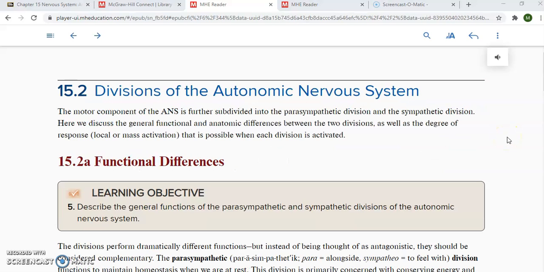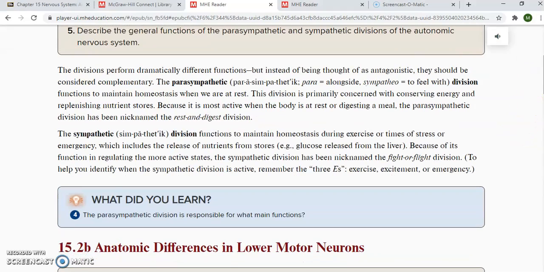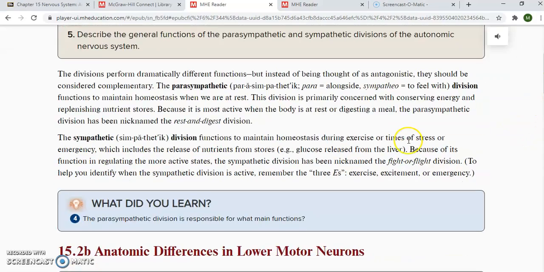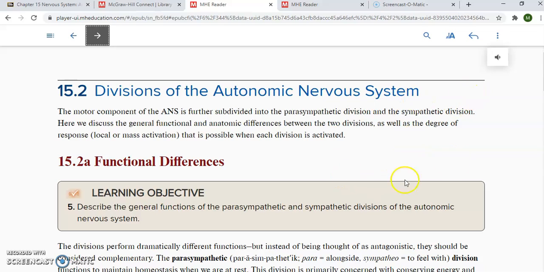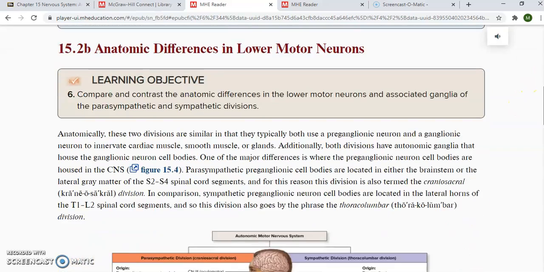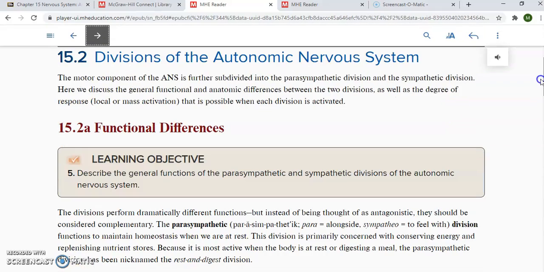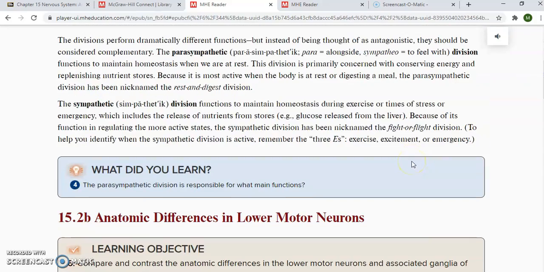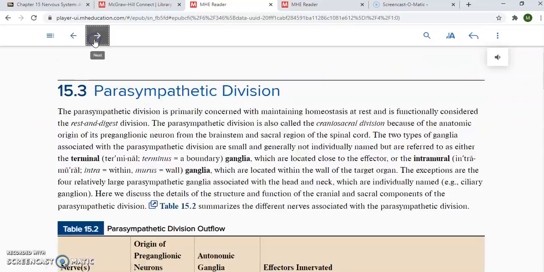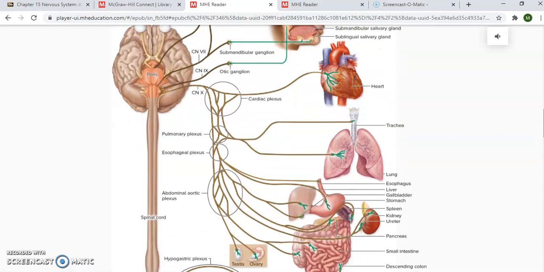All right. So in the textbook, they talk about those two divisions. In this section, I don't see a page number, sorry. But they'll talk about what we just talked about. And then the next objective, we're going to talk about the similarities between these two systems. And we're going to use a picture to go over those similarities.